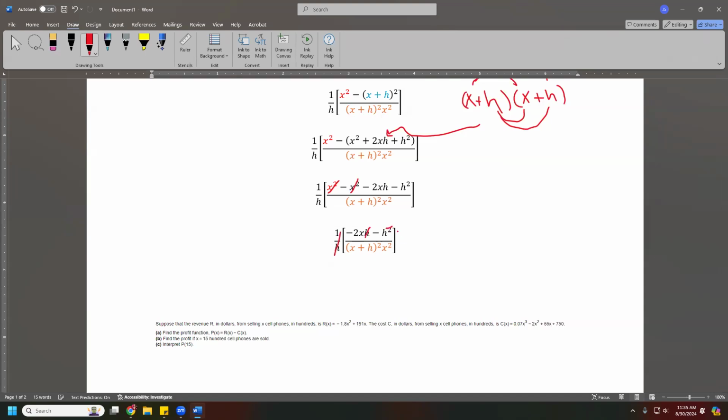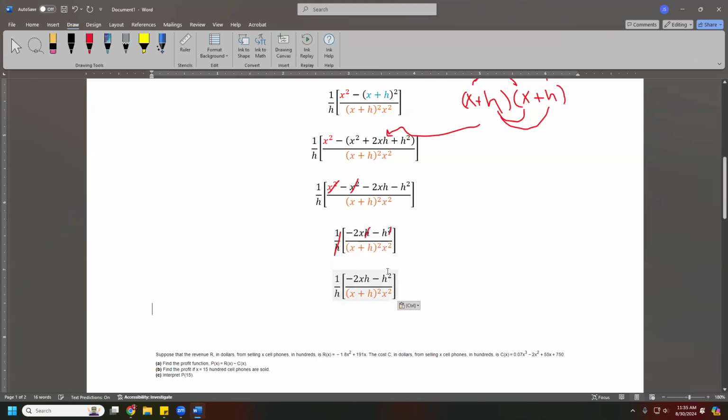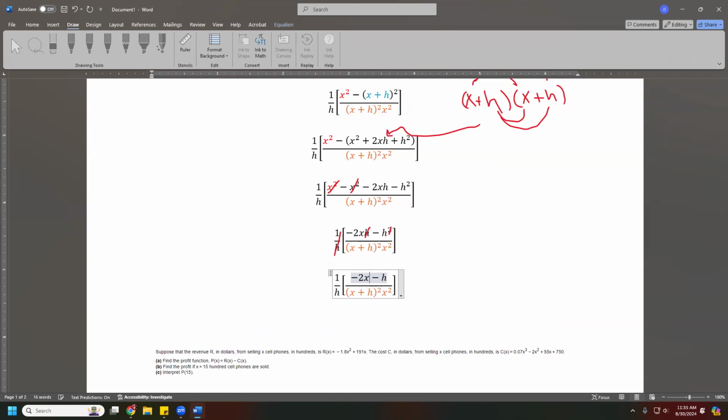And it's only going to cancel out one copy of h here. So I'm just going to scribble out the 2 because now that should just be a regular h instead of an h squared. This is gone. This is gone. I don't need the brackets anymore. And now I'm left with this. This would be my final difference quotient. Well done.